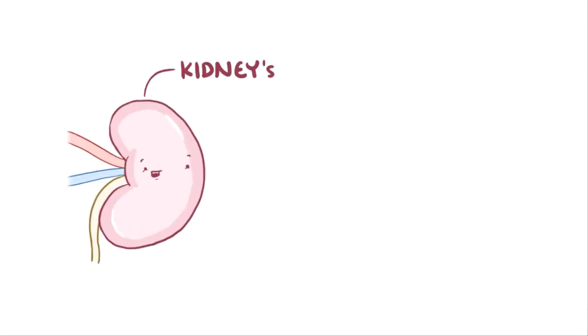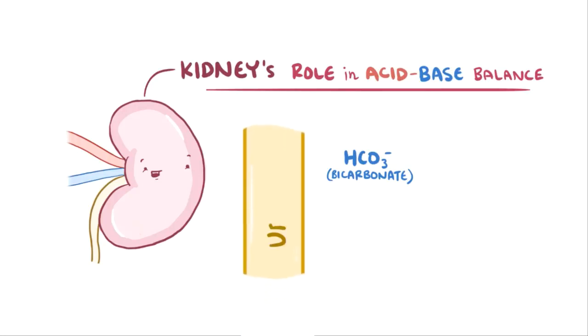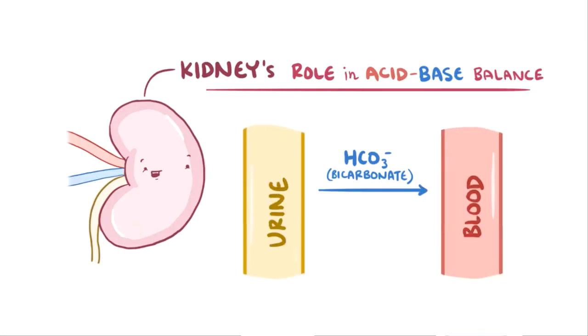The kidneys have two main ways to maintain acid-base balance. Their cells reabsorb bicarbonate, or HCO3-, from the urine back to the blood, and they secrete hydrogen ions into the urine. By adjusting the amounts reabsorbed and secreted, they can balance the bloodstream's pH.